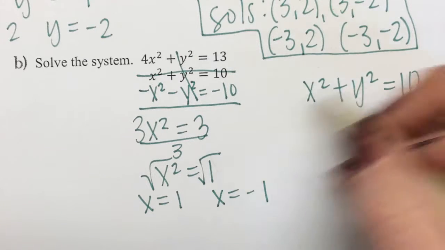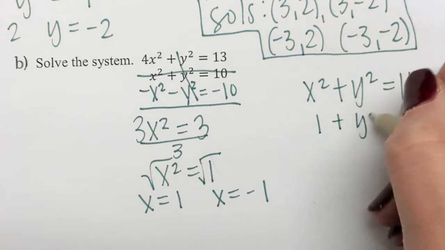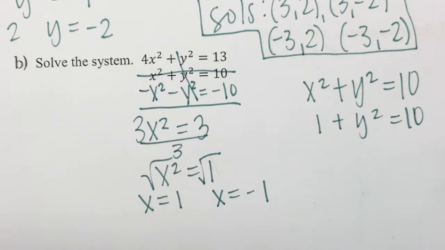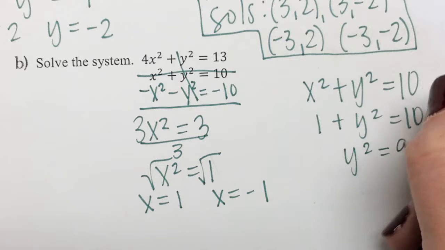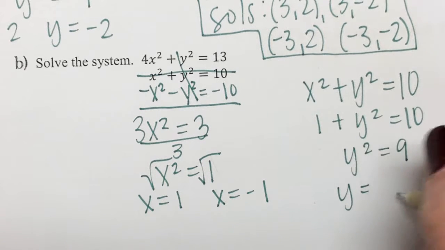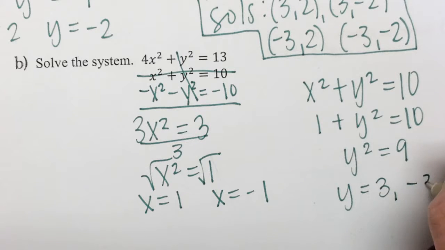I'm going to plug in 1. So 1 squared is what? 1. Plus y squared equals 10. Good. We subtract 1, we get y squared equals 9. So y equals what? 3 and negative 3. Very good.